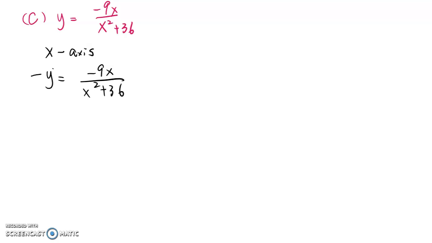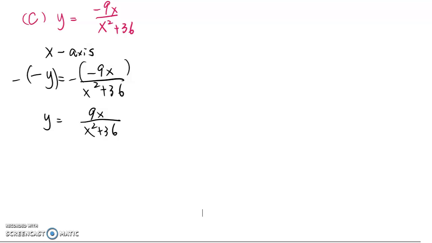So you will have y on the left side and right side. The negative 9x becomes positive 9x. You may ask, do I need to change the sign at the bottom too? No, you only have to change either the top or the bottom. In this case, I'm changing the top because the top is negative already. Well, I'm getting a different equation. The original one is negative, this one is positive 9x. So I will have to say no, it's not symmetrical with respect to the x-axis.